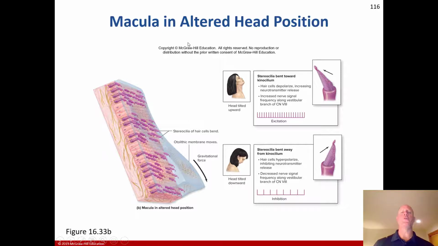As far as altered head positions, if you're bent toward the kinocilium and the head goes back, the hair cell is depolarizing, increasing the neurotransmitter release, and increasing nerve signal frequency along the vestibular branch of CN8, with excitation, basically the higher frequency there. You see a head tilted downward, you're going to see the inhibition, so there's a lot more time between signals. Hair cells are hyperpolarizing here, inhibiting neurotransmitter release, and there's decreased nerve signal frequency along the vestibular branch of CN8.